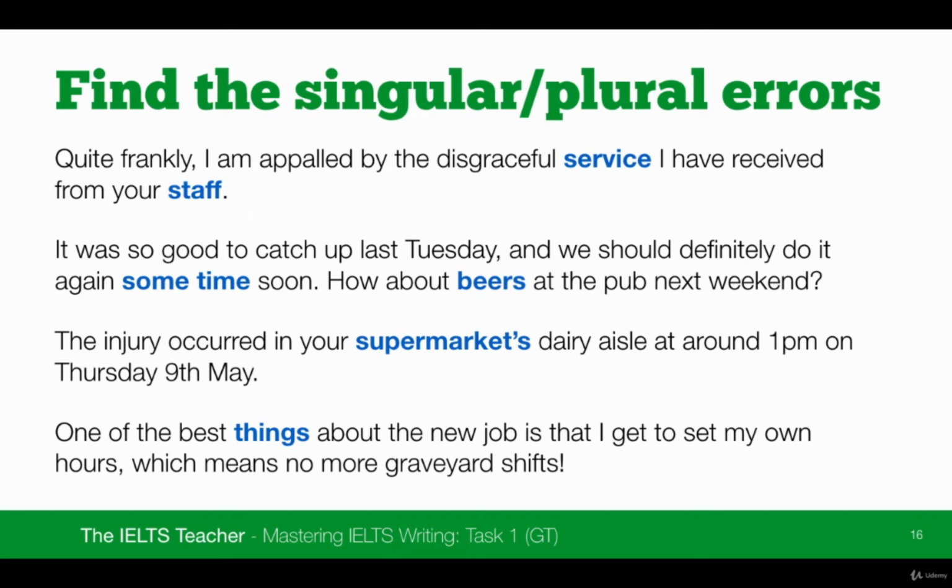Third one, the injury occurred in your supermarket's dairy aisle at around 1 p.m. on Thursday, the 9th of May. Now the issue here is partly a punctuation issue. Hopefully you'll notice this from the punctuation lecture. So originally we had it as a plural form. It was a plural form because there was no apostrophe. Now that doesn't make sense because it's not in the possessive that way. We have to make it into the possessive and singular by separating the T and the S with an apostrophe. We now know that the supermarket possesses that dairy aisle and it's just one supermarket. Now it's correct.